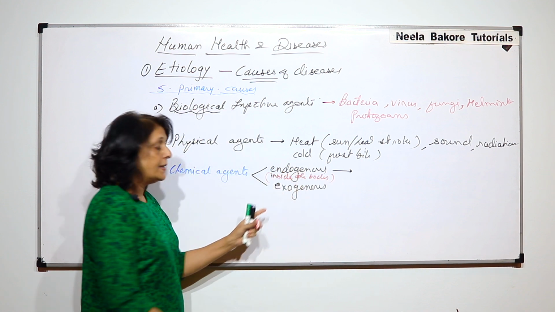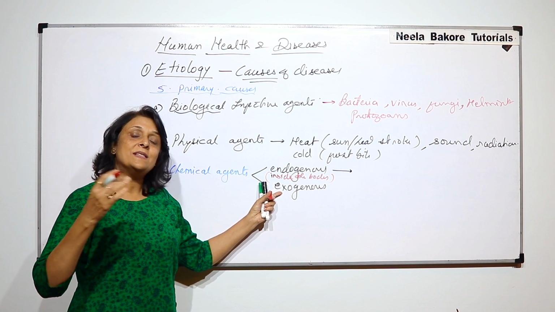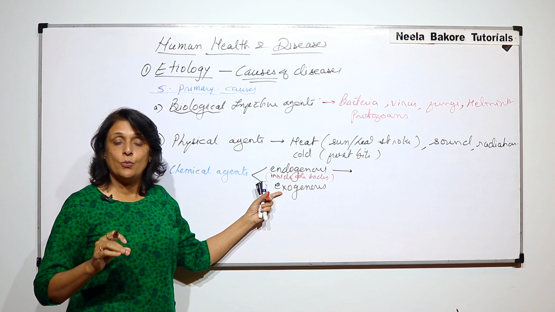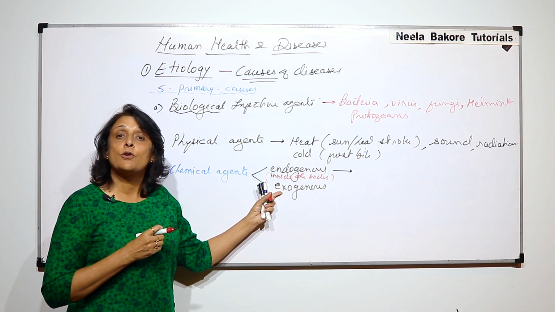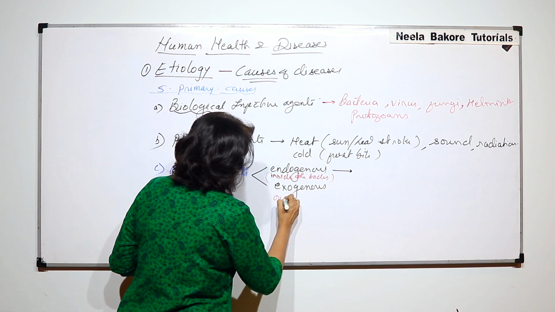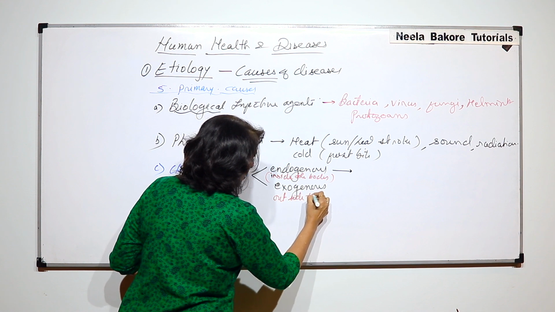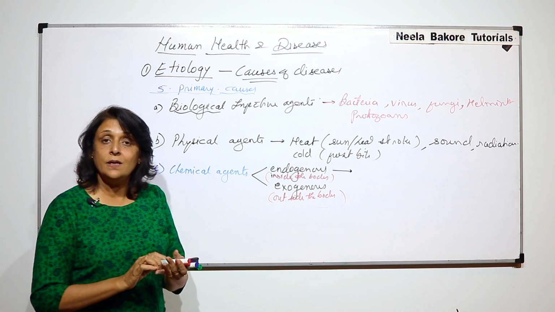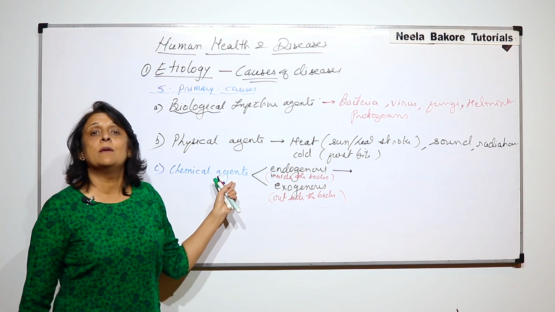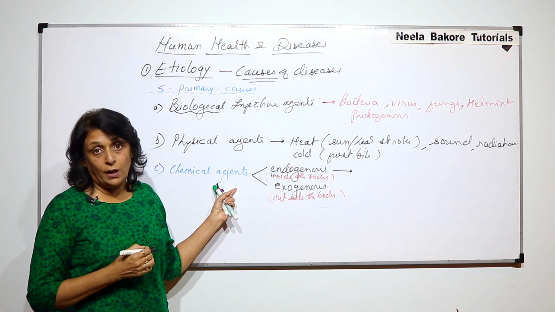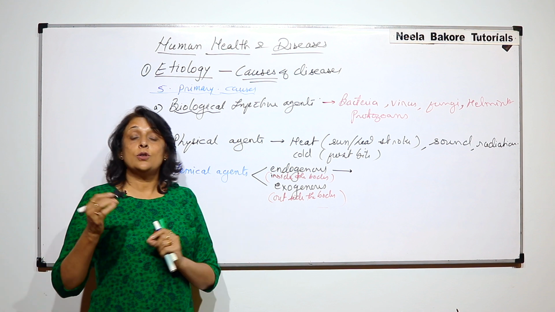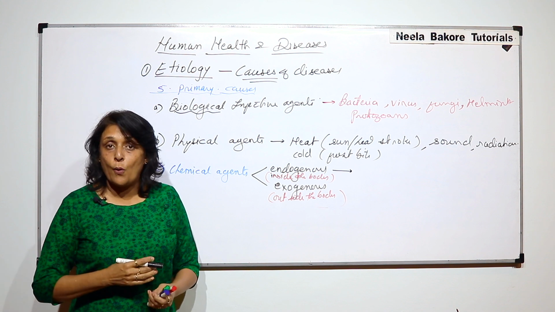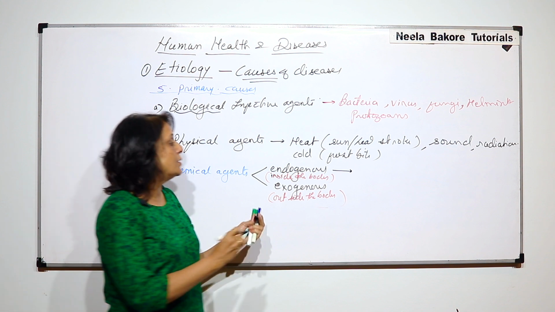And the other chemicals which are exogenous, that means they're outside the body, or that is in the atmosphere or in the surrounding, but are responsible for causing diseases. So these are outside the body, but they are responsible for causing diseases. Now, if we talk about some chemicals which are produced inside the body, and if those chemicals are produced in too much of quantity or too less of quantity, then that can result into problems.